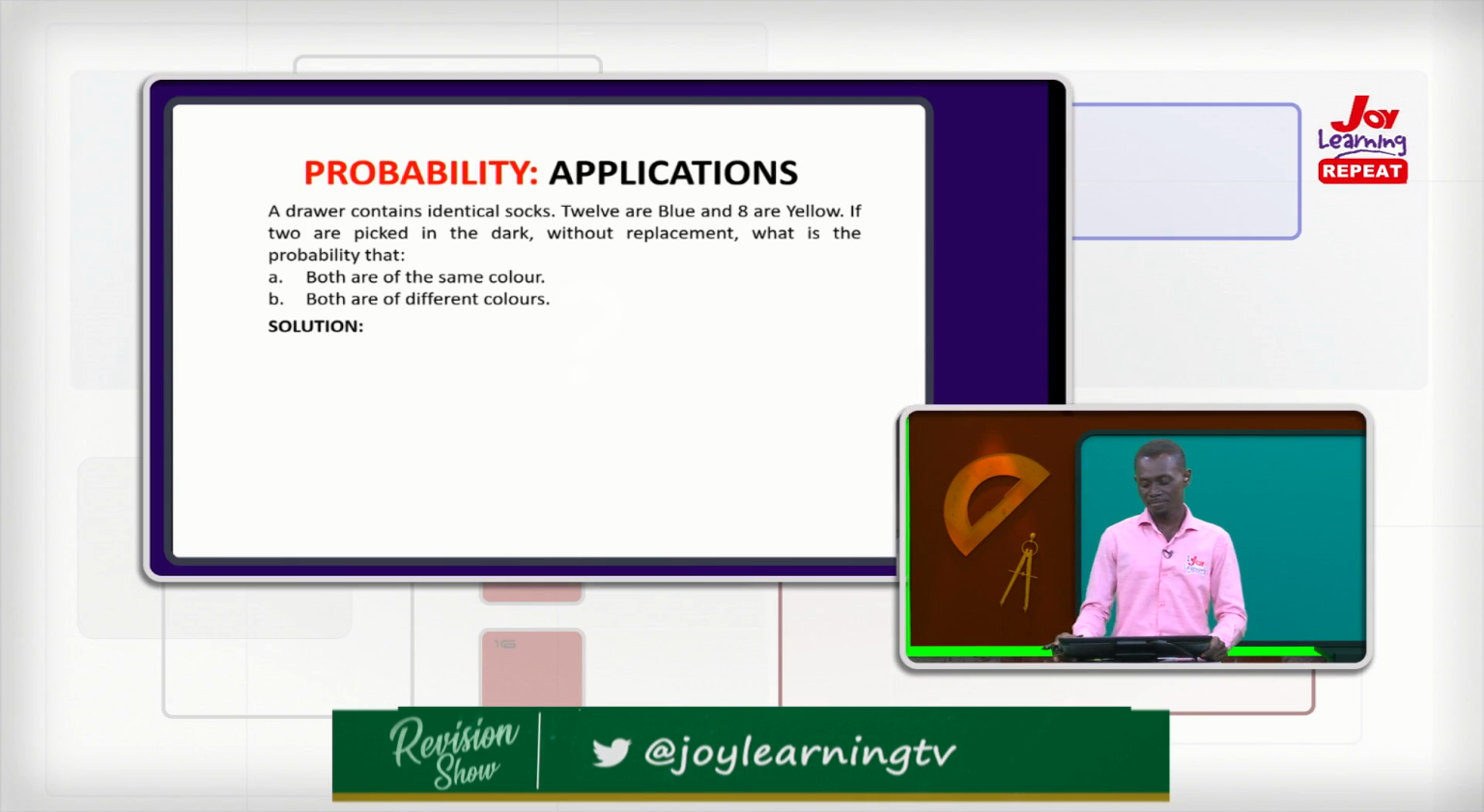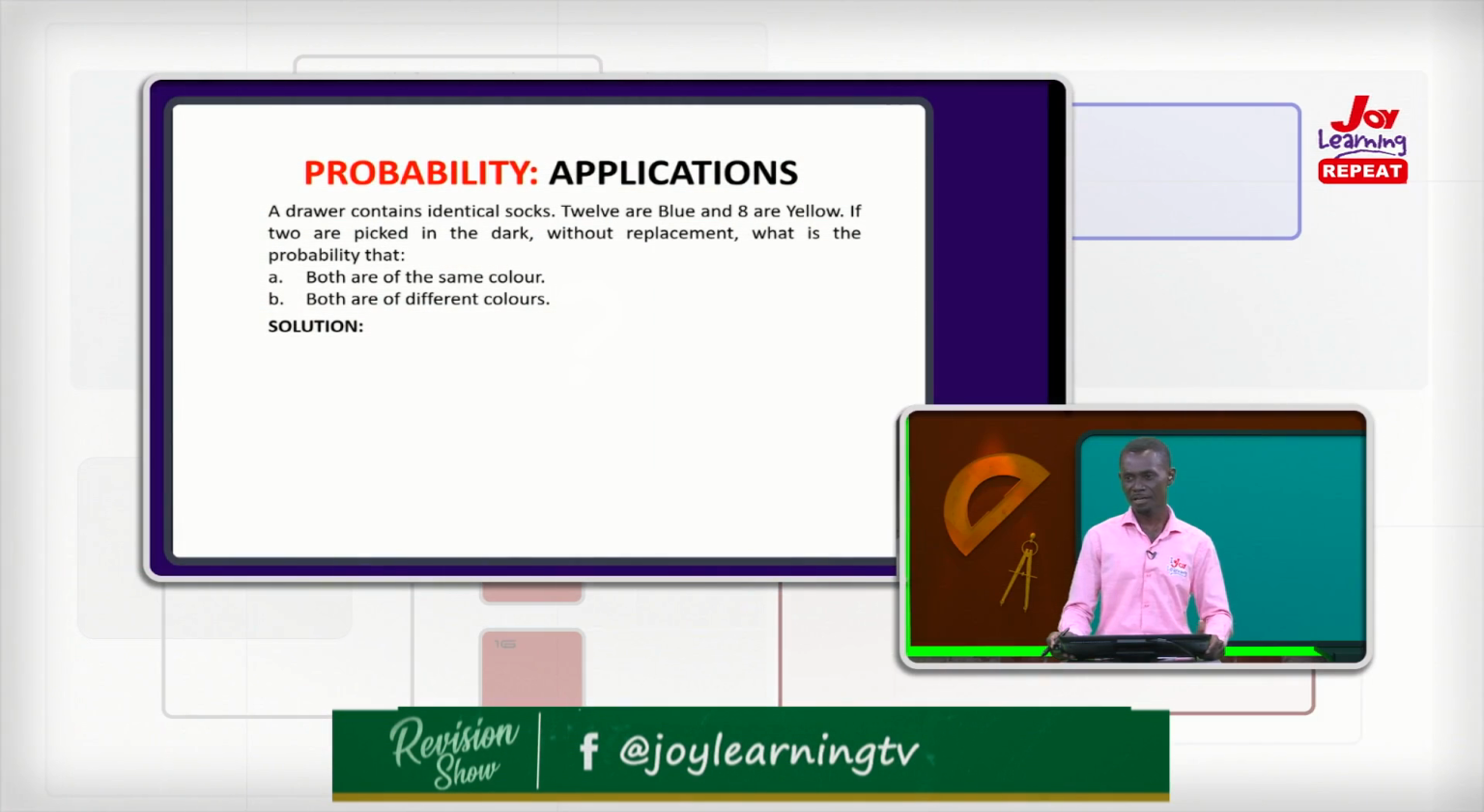But sir, we don't know the total number of socks in the drawer. Those are the only socks in the drawer. It says they contain identical socks. 12 are blue, 8 are yellow. That's all. So how many socks do we have? Okay, so then we'll get 20 over 20, which will mean we'll pick exactly the same colors all the time. And a probability of 1 will mean that it is certain.